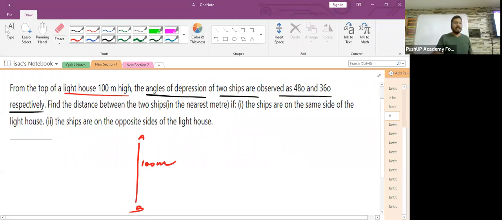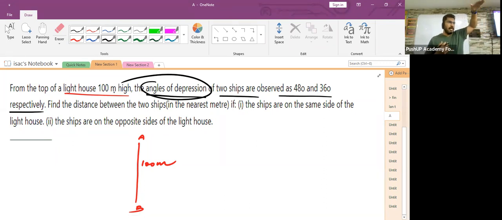So children, whenever the term angle of depression comes, you should understand that the observer is standing at some height, or he is standing on the top, and he is looking at the objects which are on the ground surface, or in this particular case, they are talking about ships. So instead of ground level, it is sea level. Okay. So from the top, he is looking somewhere down.